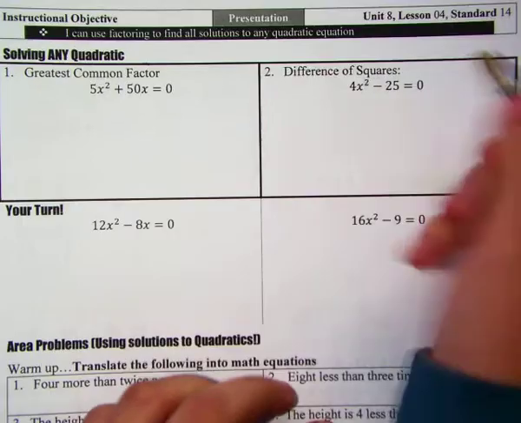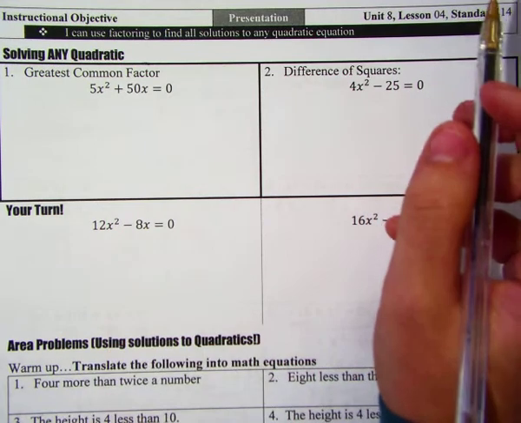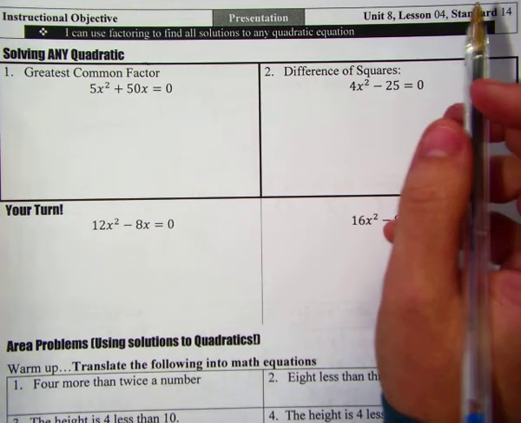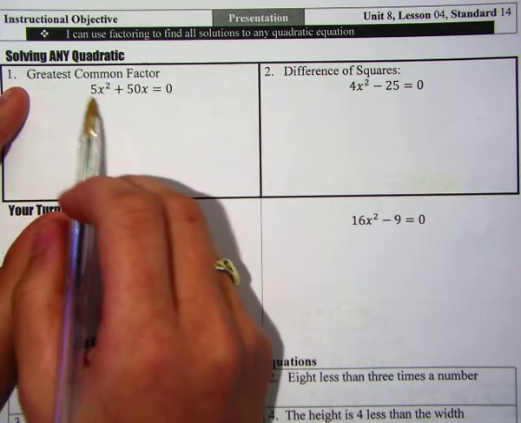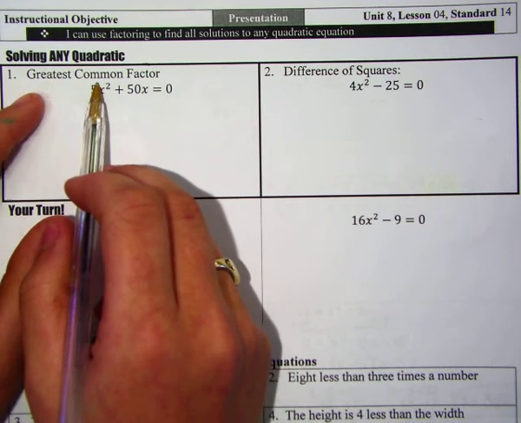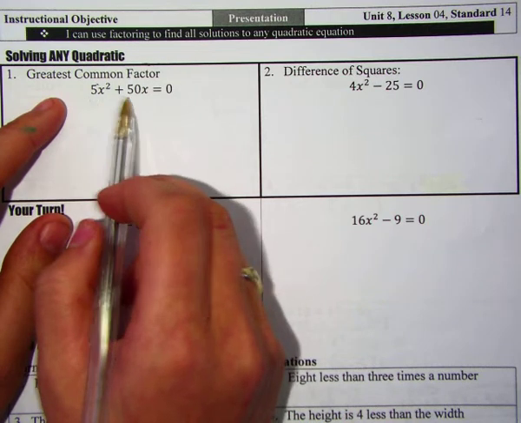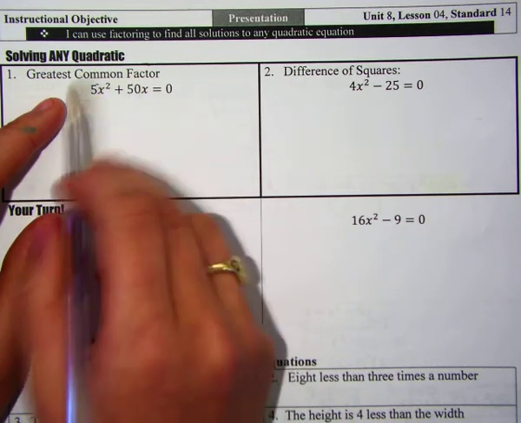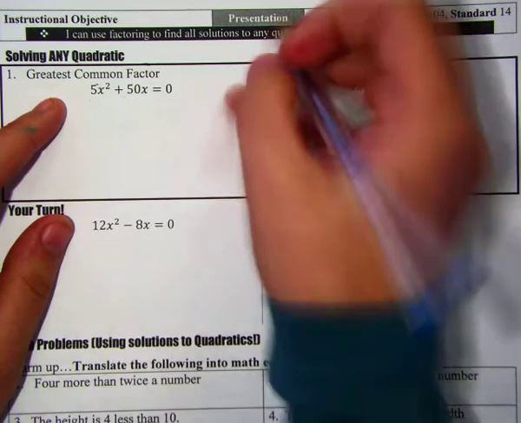Okay, this is lesson 8.4, which is solving any quadratic. So let me review two different quadratics for you. First of all is the ones where there's a greatest common factor. So looking here, we see that there are two terms. These are most confusing. And what we need to do is make sure that we factor out an x out of both of them.